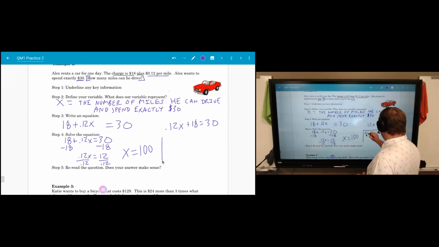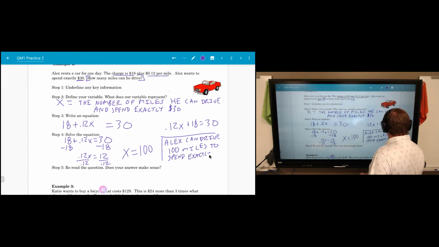So Alex can drive 100 miles to spend exactly $30. That is the important part.